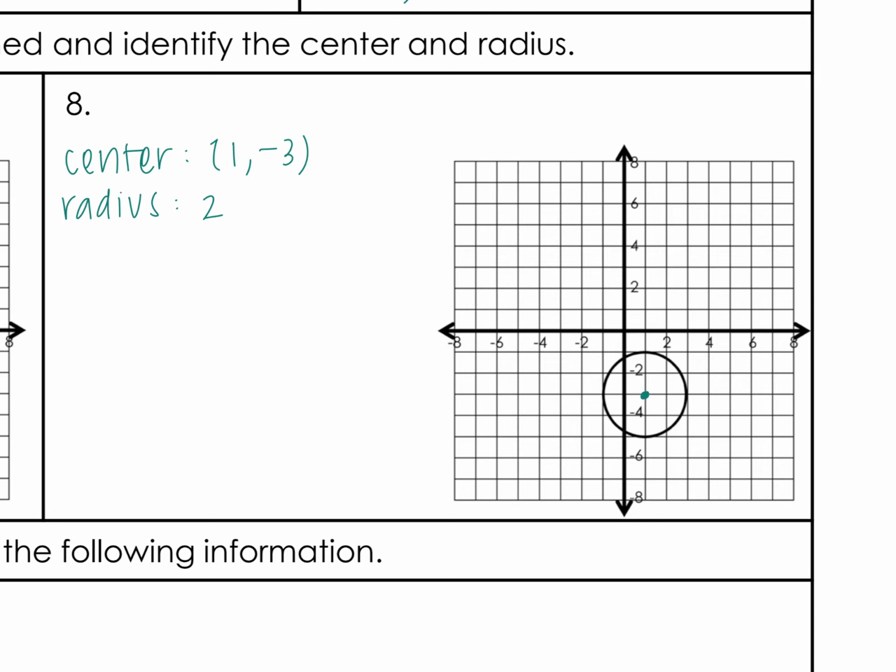So I can plug into my equation. We'll get x minus 1 squared plus y plus 3 squared. It's going to be equal to that 2 squared, which will give you 4.